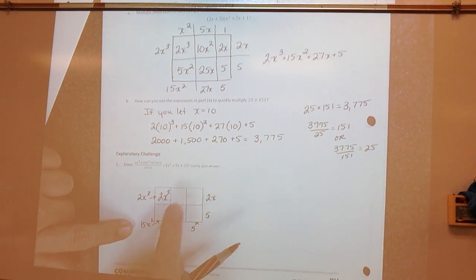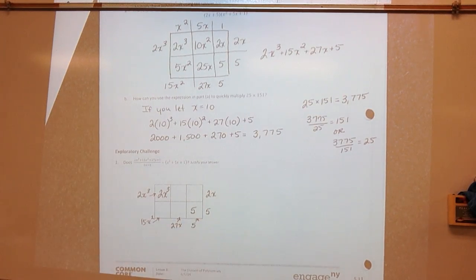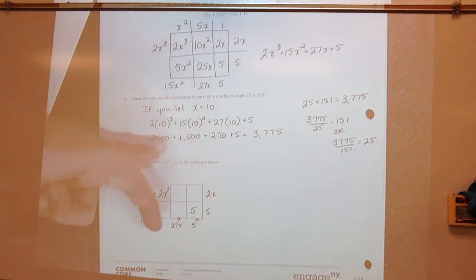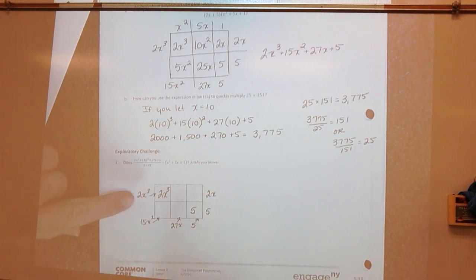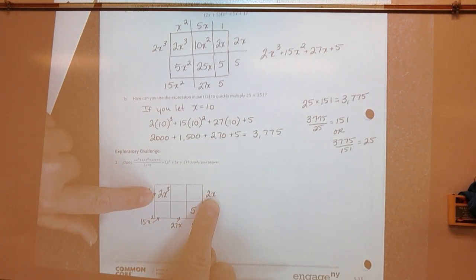15x, I'm not sure how to get 15 here. And I know this is going to be 5 when I add those together. I can't figure out my middle just yet. So I need to look at this and say, okay, 2x cubed divided by 2x. Well, 2 divided by 2 is 1.